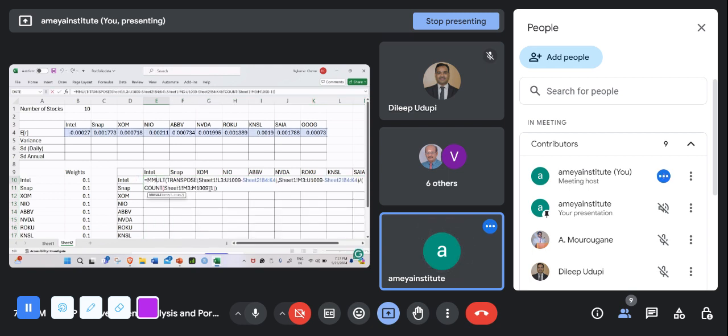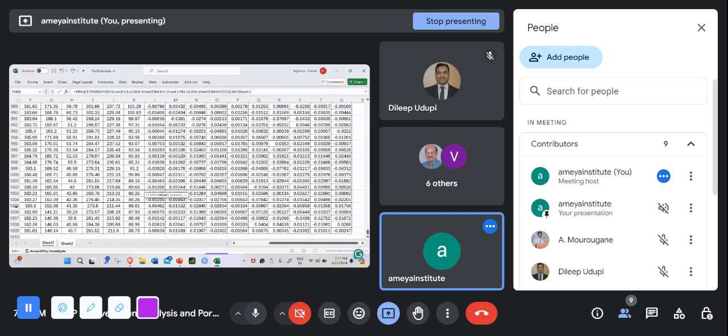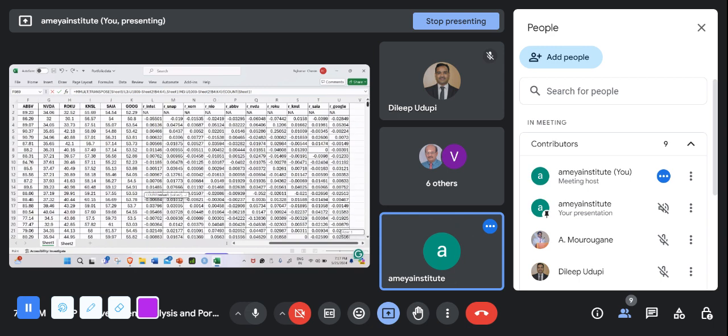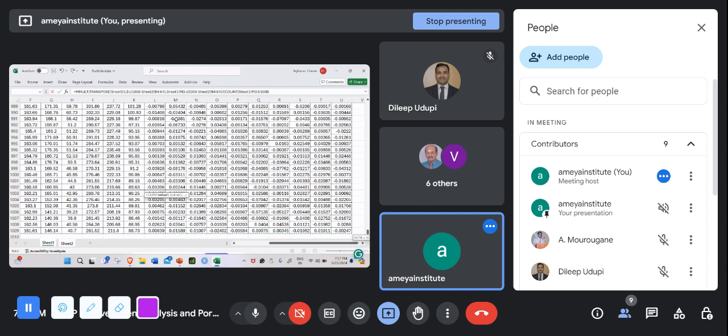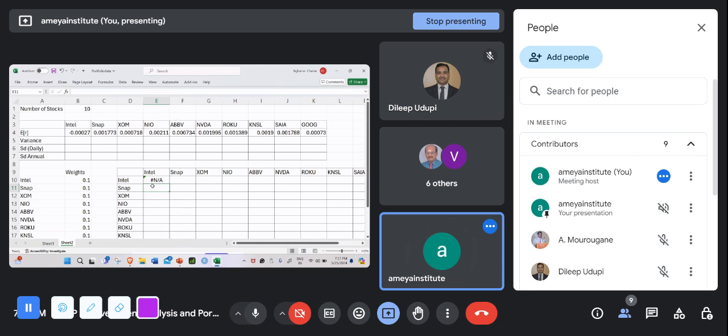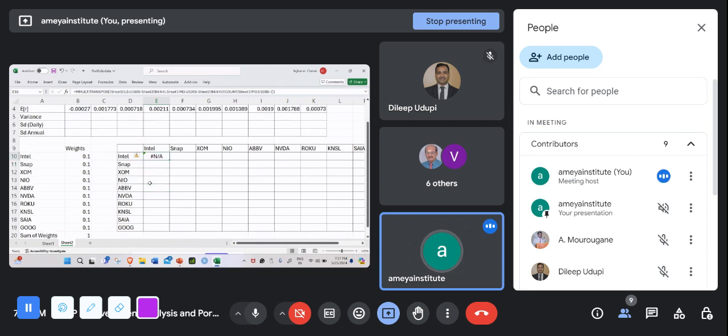Wait here, one second. Sheet 1, the entire range we have to select here. Okay, minus 1. What's not coming here?